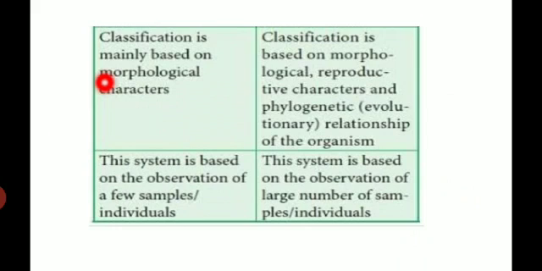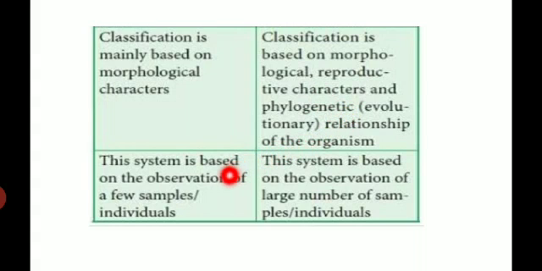Next, in classical taxonomy, the classification is mainly based on morphological characters only. In modern taxonomy, the classification is based on morphological characters, reproductive characters and phylogenetic characters. Phylogenetic means evolutionary characters, the relationship of the organisms.